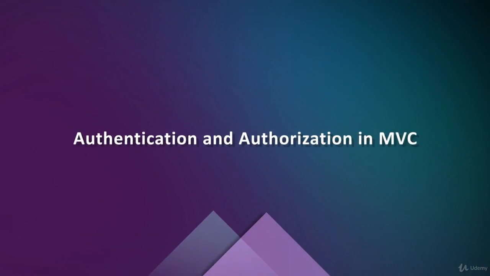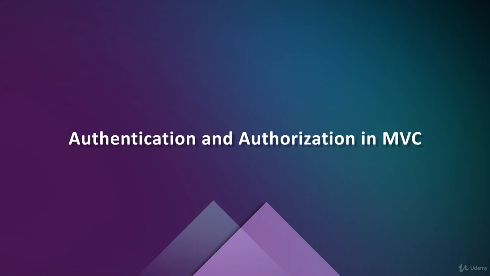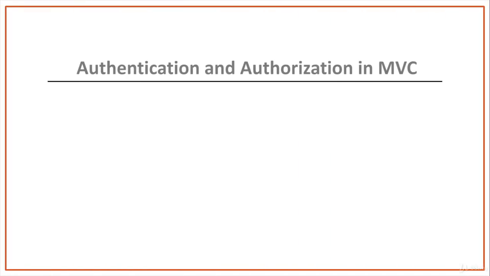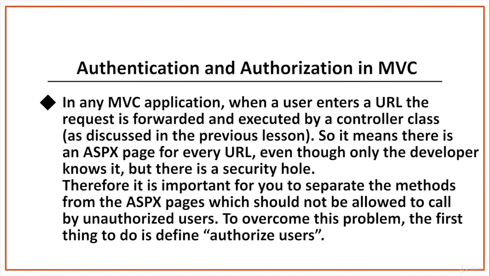Authentication and authorization in MVC. Like any other web application, MVC also allows you to implement both authentication and authorization. There is an attribute called the Authorize attribute which allows you to restrict user access to MVC applications. In any MVC application, when a user enters a URL, the request is forwarded and executed by a controller class, as discussed in the previous lesson.